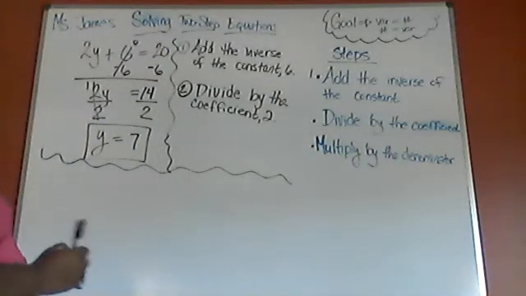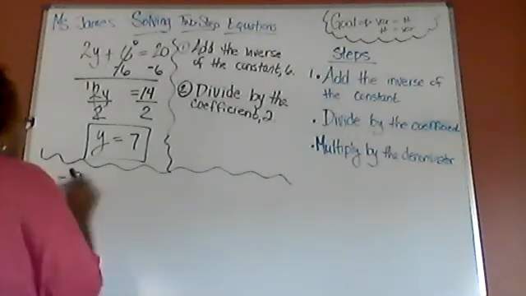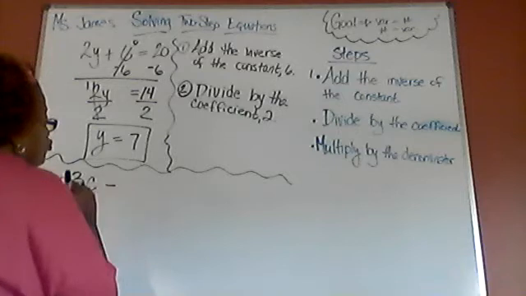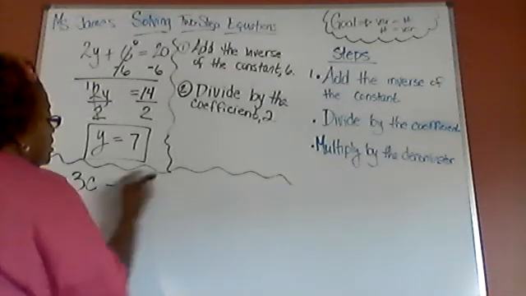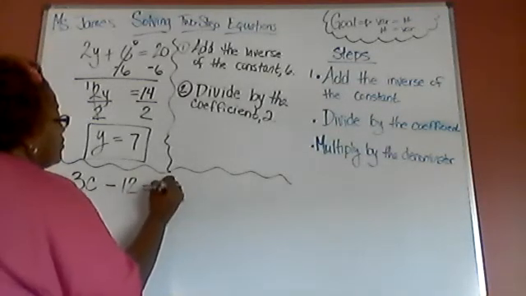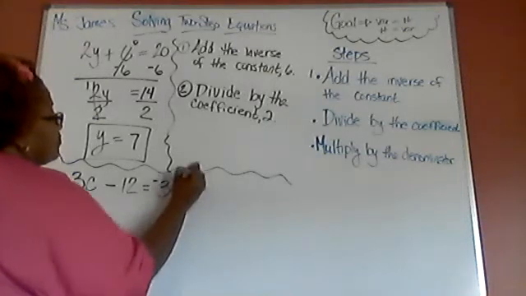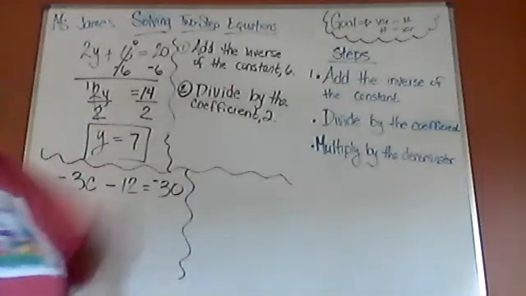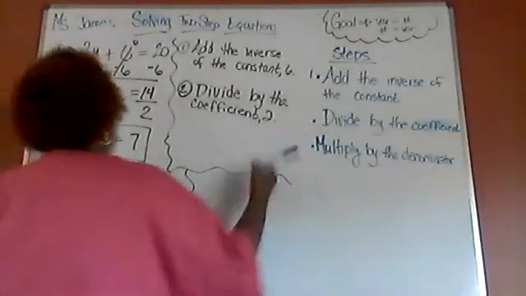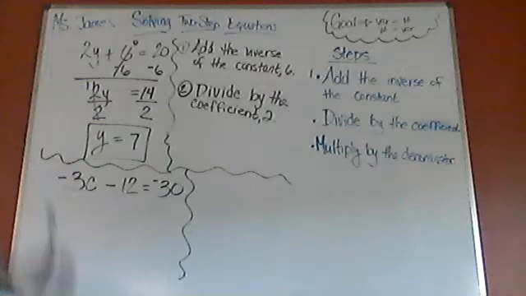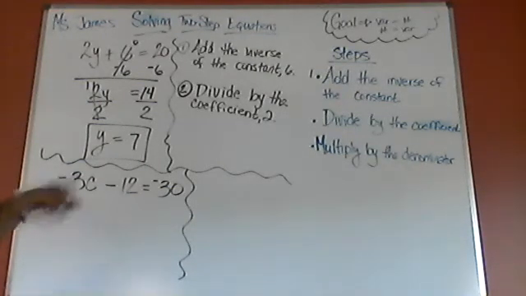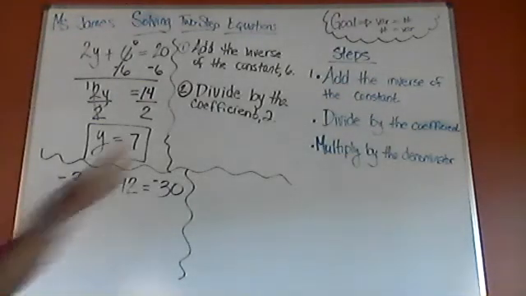So let's do one more problem. Let's say we have negative 3c minus 12 is equal to negative 30. Just with this, we're going to add the inverse of our constant first, and then we're going to divide by our coefficient. How do we know that we're going to divide instead of multiply? Because here we have a coefficient, not a denominator. So that's why we're going to use the divide by the coefficient.